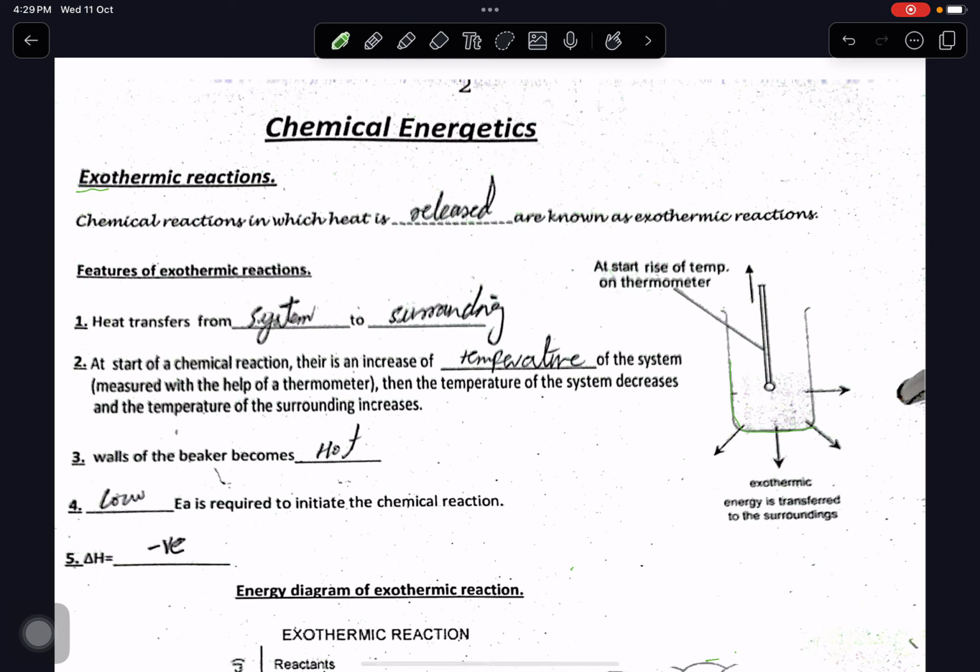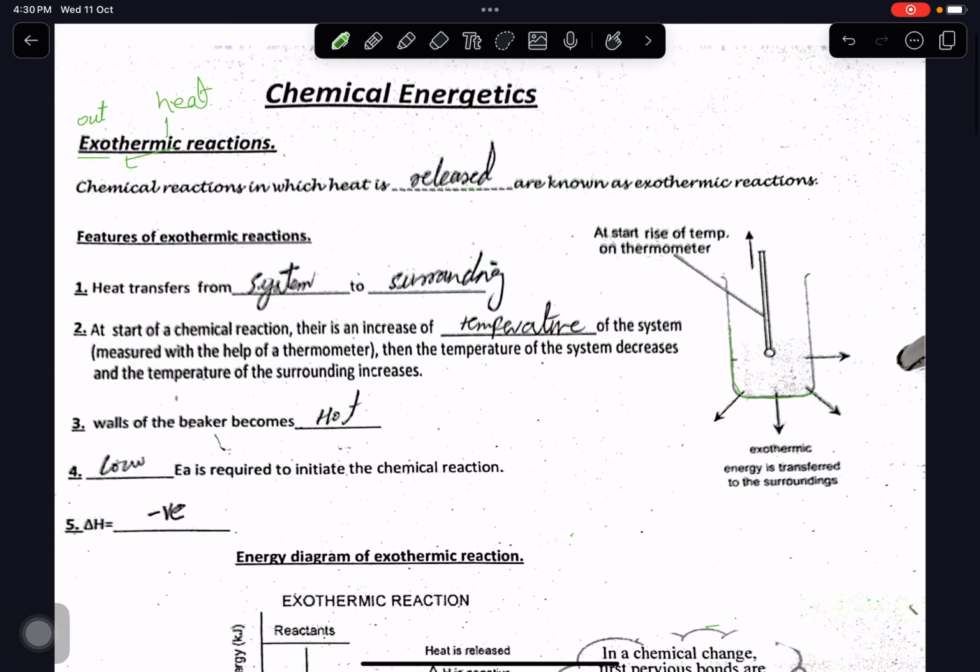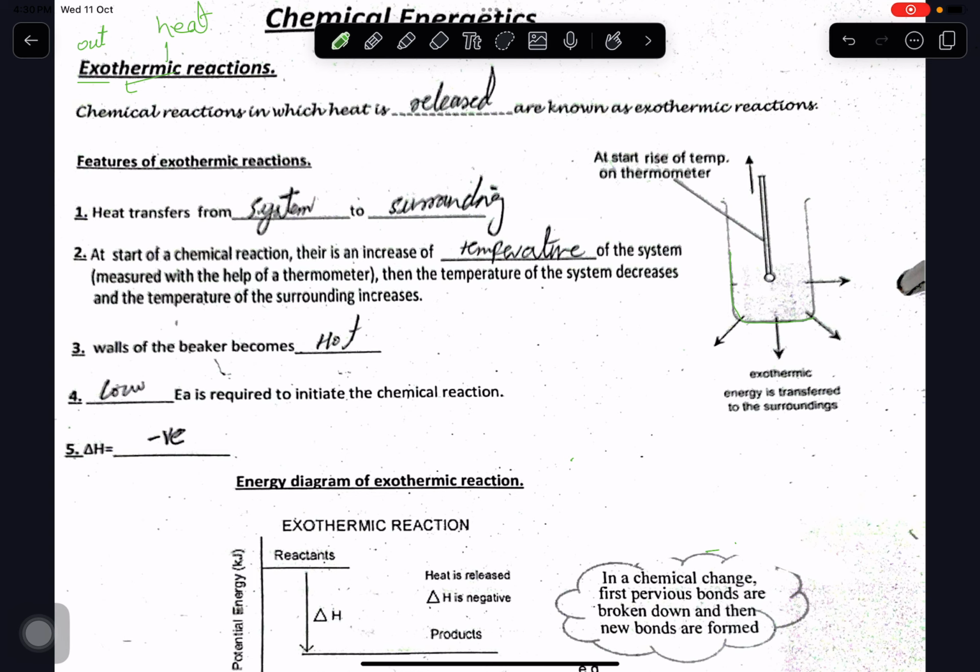Now, exo means out, and therm means heat. Okay, it means heat is coming out. Those reactions from which heat comes out are known as exothermic reactions. Now, what's the definition? Chemical reactions in which heat is released are known as exothermic reactions. Okay, features. What are the features of exothermic reactions?